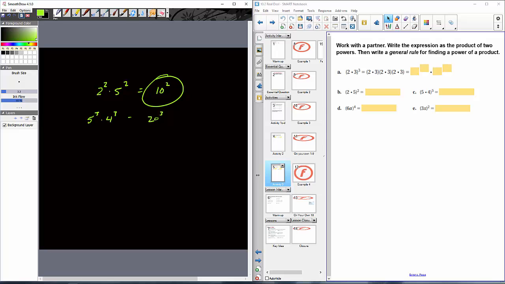Now let's make sure this works and this holds true. So if I look at this one here, this would equal 4, because 2 times 2 is 4, and this would equal 5 times 5, which is 25. And we know that 4 times 25 equals 100, right?